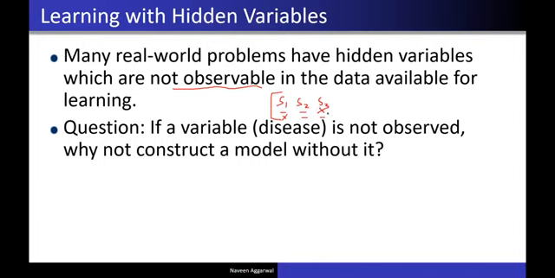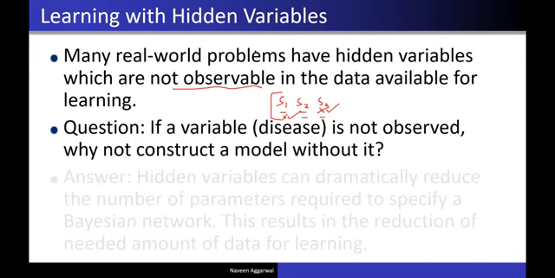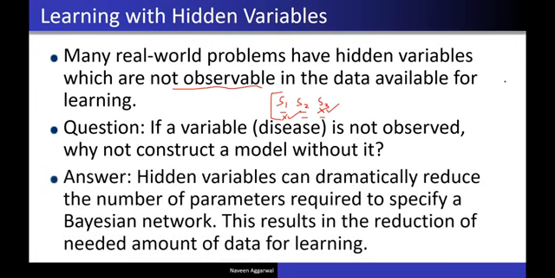But in our naive Bayesian algorithm, we want everything to be complete. In real life it is very difficult to have everything complete, so there might be some hidden variables. We need to construct a model without these variables. Hidden variables can dramatically reduce the number of parameters required to specify Bayesian networks. So we will create a Bayesian network and check whether some value is available or not. We try to reduce either by taking a default value or by reducing the number of variables and the amount of data required for learning.